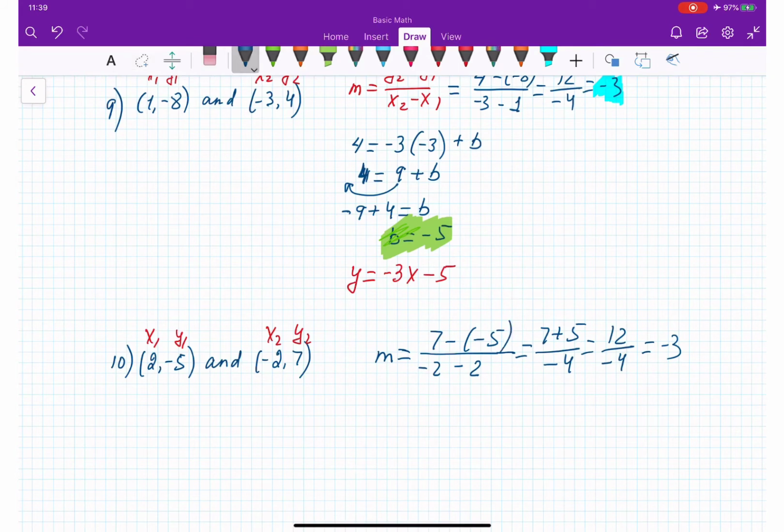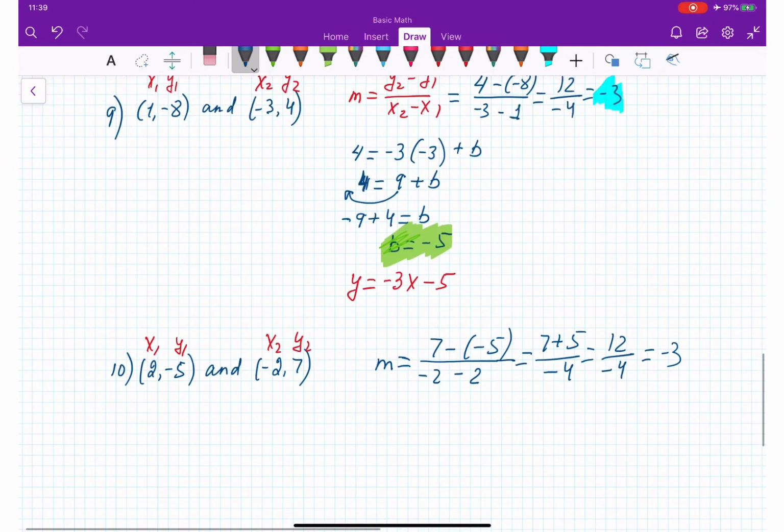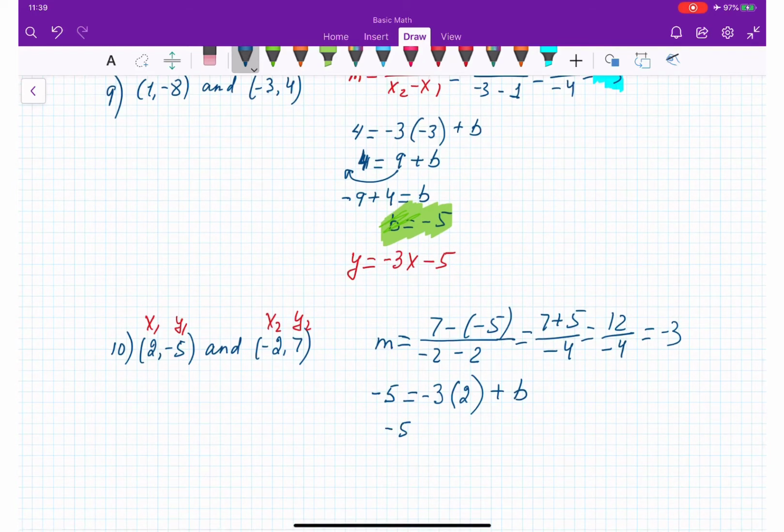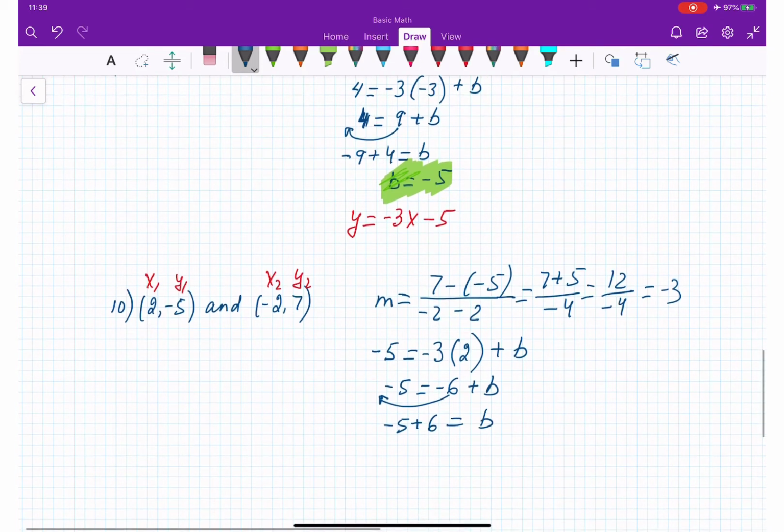All right. So now next we need to find the value of b, the y-intercept. So this time I'm using x1 and y1. So what do we have? y1 is negative 5, is equal to m, negative 3, times x1, which is 2, plus b. Negative 5. Negative 3 times 2 is negative 6 plus b. Moving negative 6 to this side. So negative 5 plus 6 is equal to b. And we get 1 is equal to b.